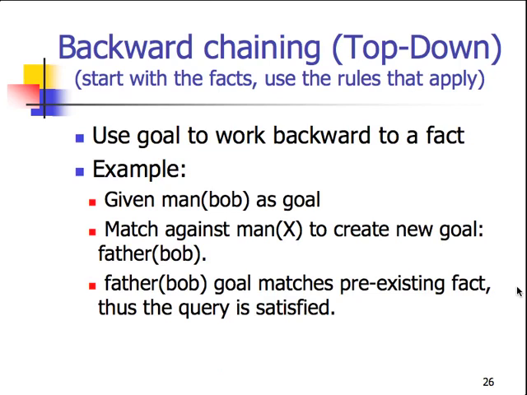Versus backward chaining, which is from the top down. So we can start at the bottom details or start at the top details. Start with the facts and use the rules that apply to the facts to tell us if the answer is correct or not. So use the goal to work backwards to a fact. So for example, given man Bob as the goal, we're trying to see if Bob's a man, then we're going to match against man X to create a new goal, father Bob, and then father Bob, the new goal, is going to match a pre-existing fact, thus the query would hopefully be satisfied at that point. If we can find a fact that matches it, then we can say yes or no to it.